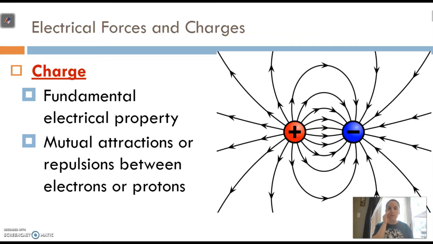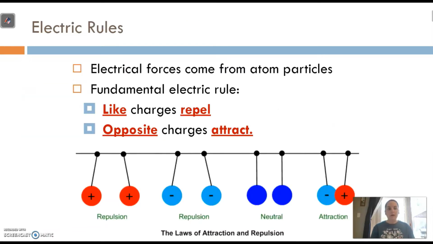Okay, so what we're looking at is a mutual attraction or repulsion between electrons and protons. This is different from our ideas of gravity. Remember that the gravitational force is an attraction between two masses, whereas our electrical forces are either an attraction or repulsion depending on the charge. So electrical forces can come from atomic particles.